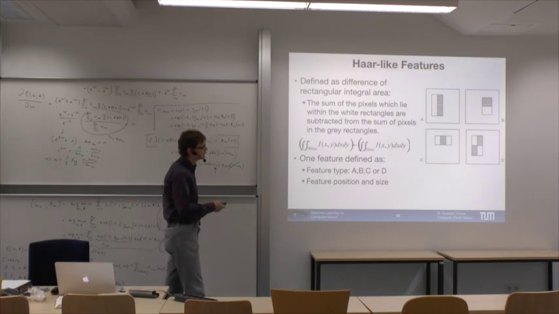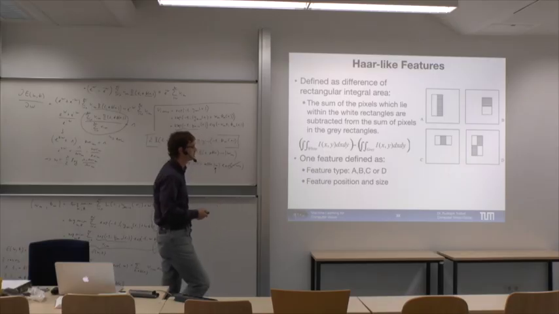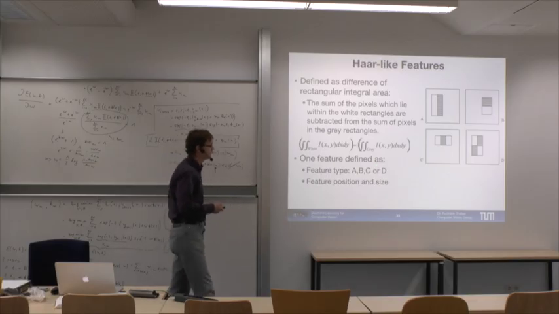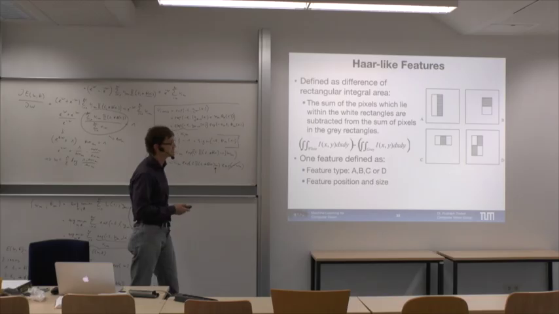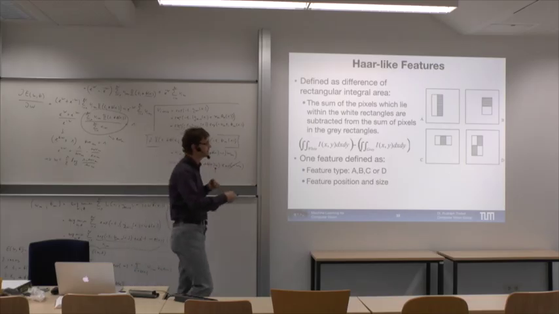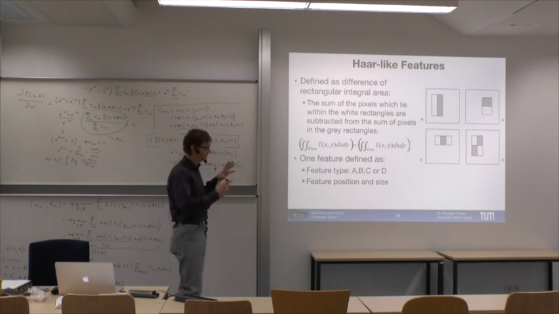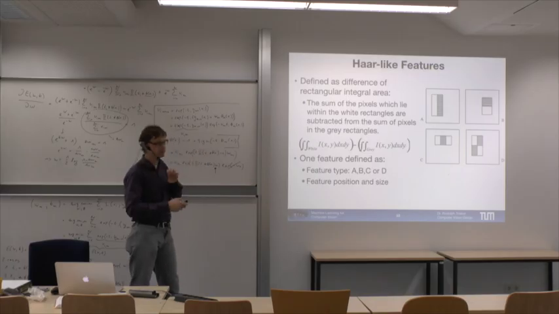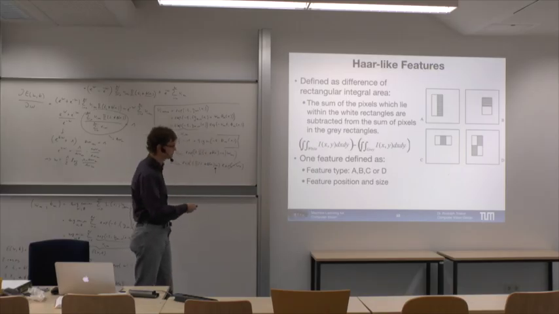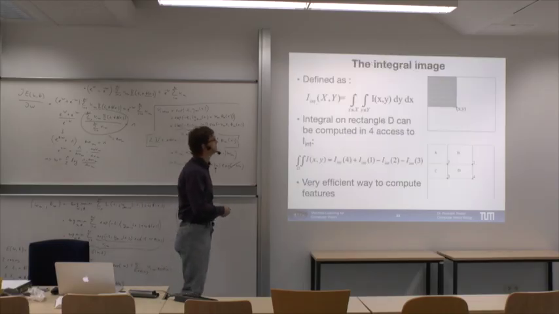So there are these different types. You can, of course, imagine others, but these are these four types, A, B, C, and D. And, of course, you can also change the position where you compute these. This is a patch of your image. The outer rectangle is a patch. And then the question is, within that patch, where do you compute this feature? This is something else you can decide on.